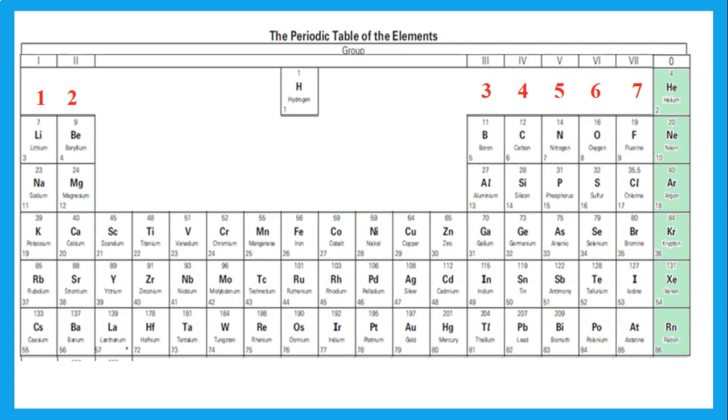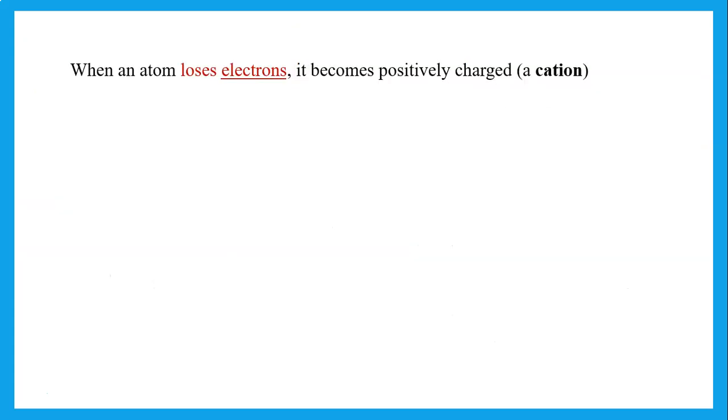Now, groups 4, 5, 6, and 7 have 4, 5, 6, and 7 electrons in their outer shell. They want to either gain or share electrons in order to have a full outer shell of 8 electrons. So, the main idea is the atom wants to lose or gain what? An atom can lose or gain electrons.